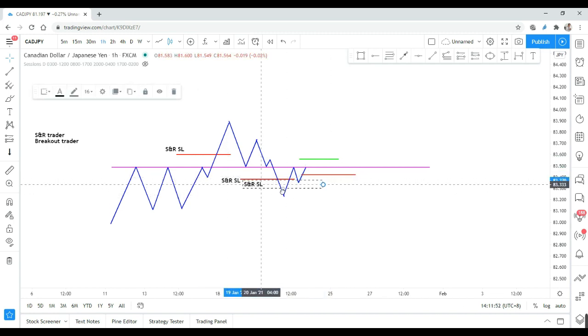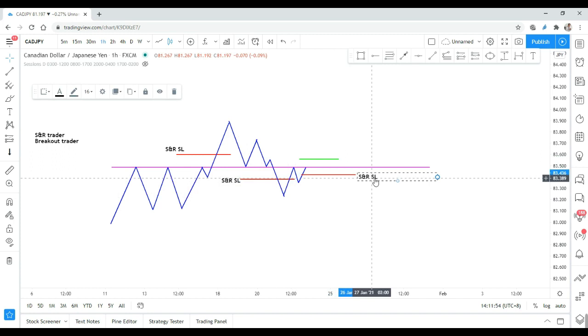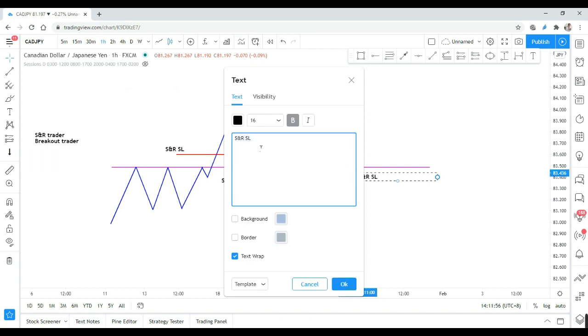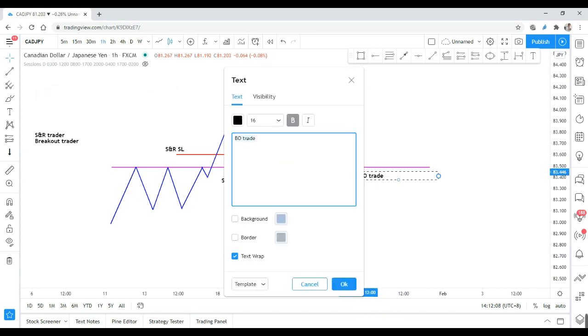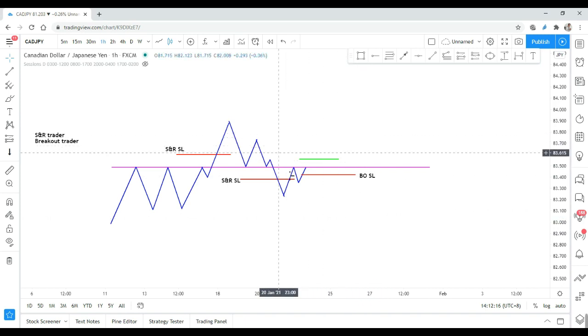All right, so this time it will be different. You are a breakout trader. Let's make it BO, breakout trader. All right, so sorry, this will be breakout stop loss. All right, so this is the actual thing that will happen to you.